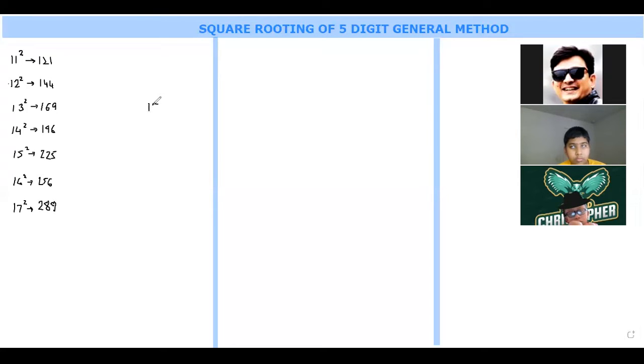Let's quickly revise. 17 square means 17 into 17. You can easily do it by the base method. 7 times 7 is 49. 9 and 4 carries; 1 into 7 plus 7 is 14, 24 plus 4, 28. So you can quickly calculate it using the base method with positive division.